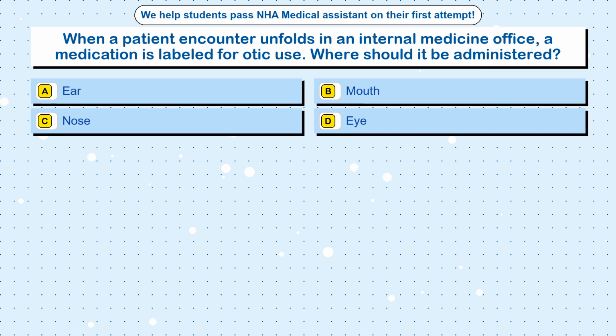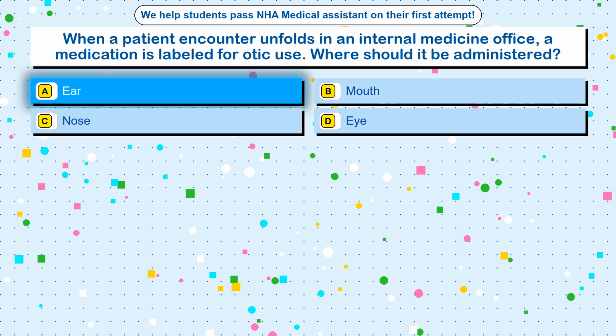Question 45. When a patient encounter unfolds in an internal medicine office, a medication is labeled for otic use. Where should it be administered? Option A. Ear. Option B. Mouth. Option C. Nose. Option D. Eye. The correct answer is option A.